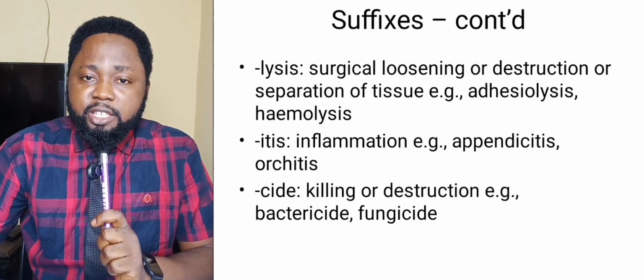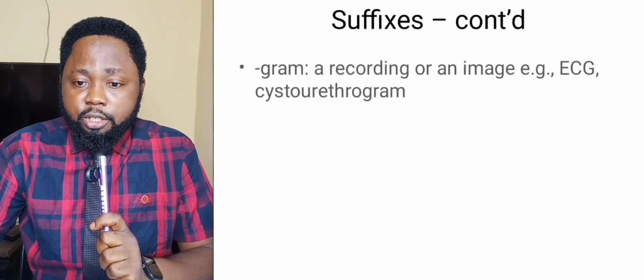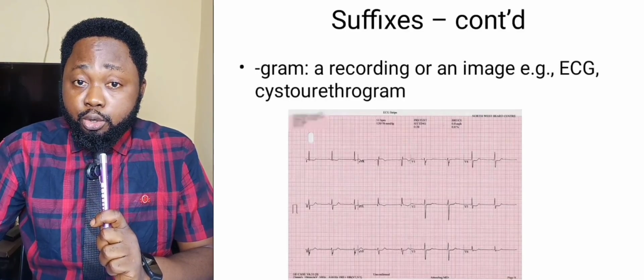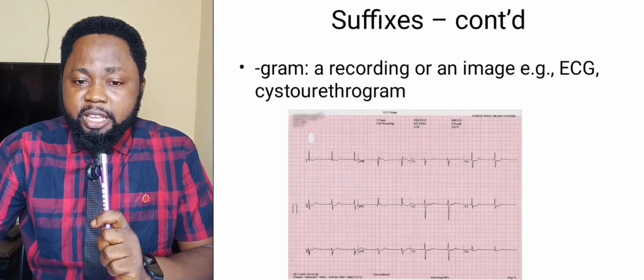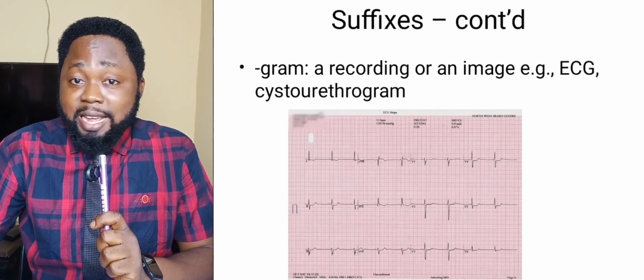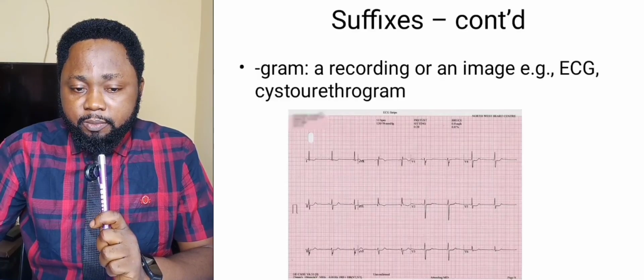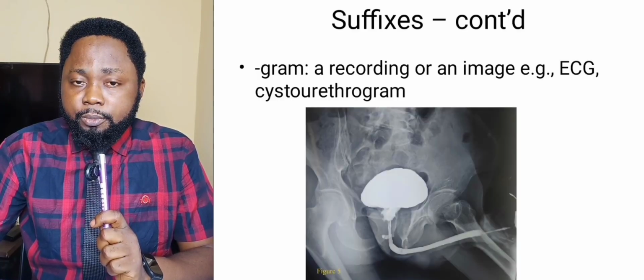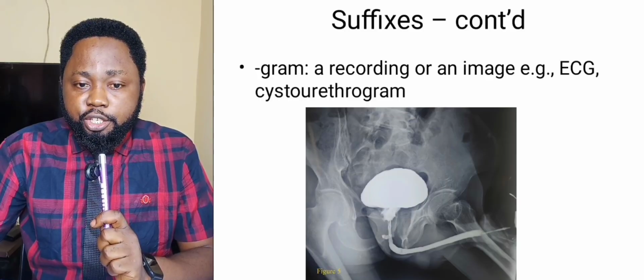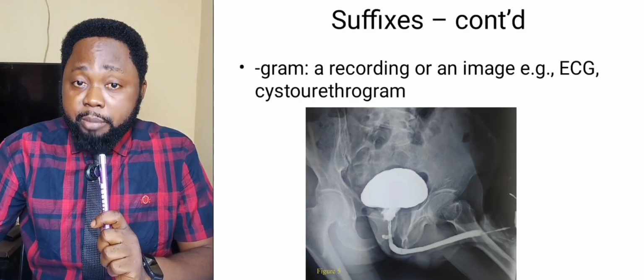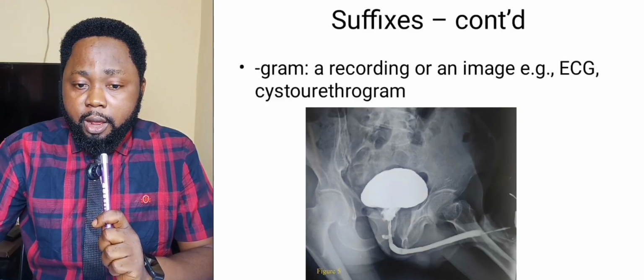Gram refers to a recording or an image. Examples include electrocardiogram, which means the recording of the electric activity of the heart. Cystourethrogram, which means the image of the urinary bladder and the urethra.